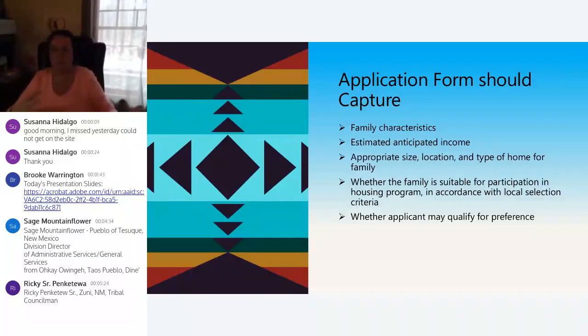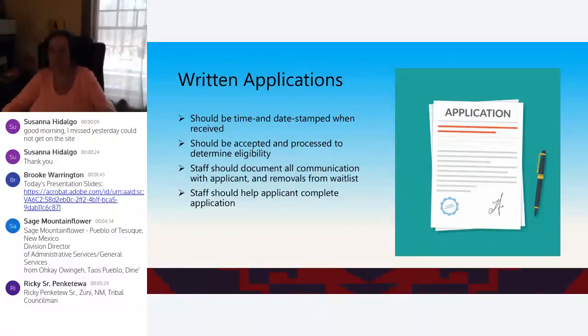Whether the family is suitable for participation in a housing program in accordance with your criteria, you always have to deem them suitable, and whether they could qualify for any preferences. So those are some of the things your application has to capture. You're going to run a criminal lien, or you're going to ask them, have you been arrested? And all those questions.